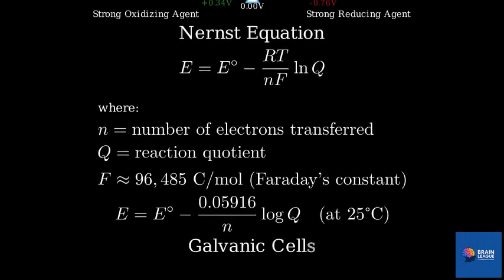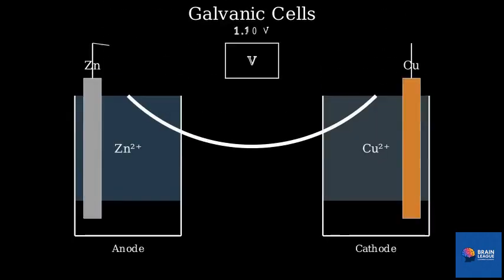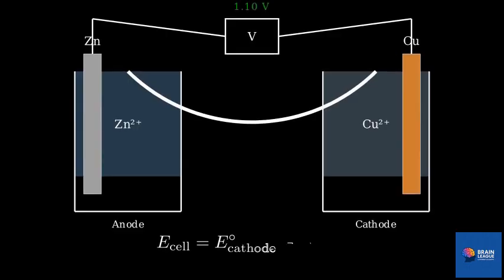A galvanic cell consists of 2 half cells: an anode where oxidation occurs, and a cathode where reduction occurs. Here's a zinc-copper galvanic cell, also known as a Daniell cell. The cell voltage is calculated as E cell equals E cathode minus E anode. Let's work through a specific example using our zinc-copper cell.